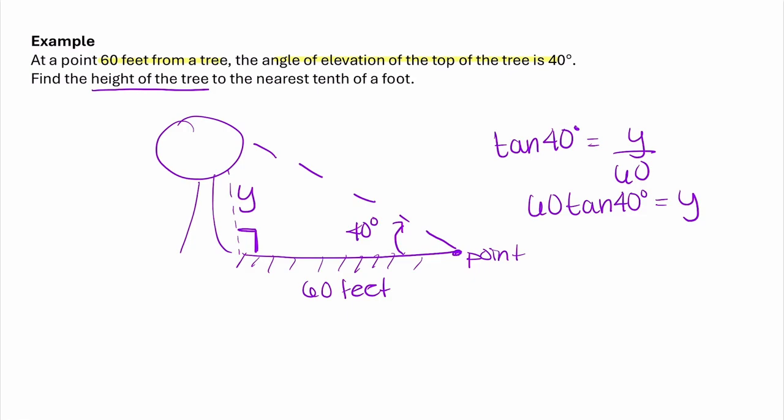Now you just type this in your calculator as long as it's in degree mode. Make sure you're putting it in the correct mode. And then it says nearest tenth of a foot.